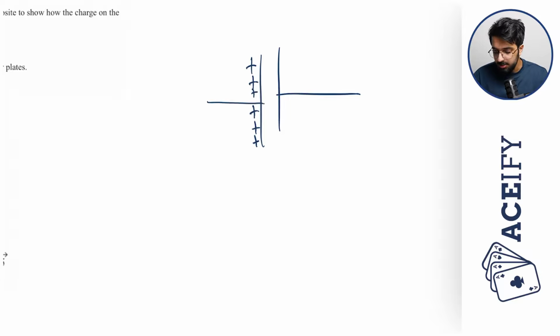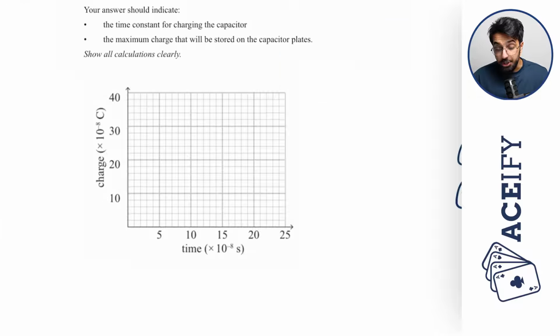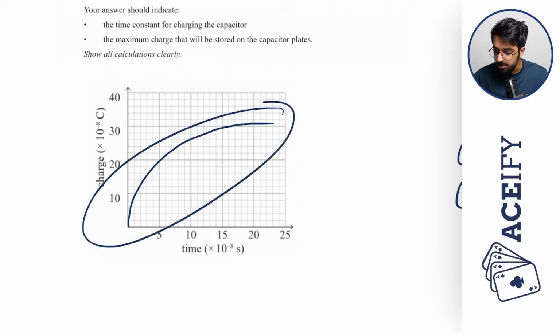And so therefore, the charge on our capacitor plates is directly proportional to the voltage. We also know that this relationship is true because we know that Q is equal to CV. And so therefore, the shape of our charge versus time graph is going to be the exact same shape as our voltage versus time graph, which is going to look something like this.